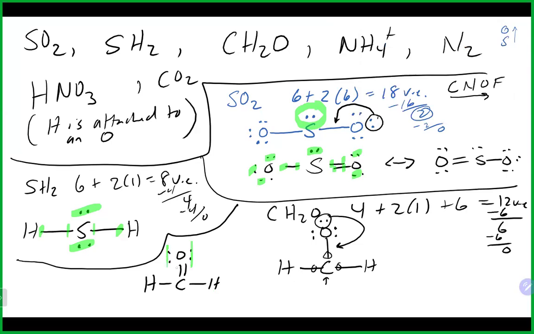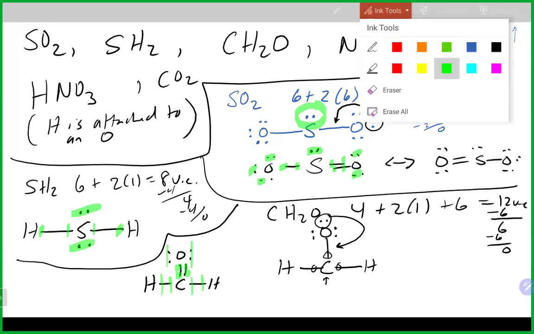We got 2, 4, 6, 8 electrons there, 2 there, 2 there. And for our carbon, 2, 4, 6, 8 electrons. So again, everybody has 8 except for hydrogen that has 2. Still only have 12 total valence electrons in this case.